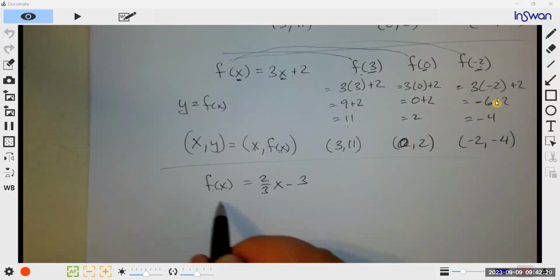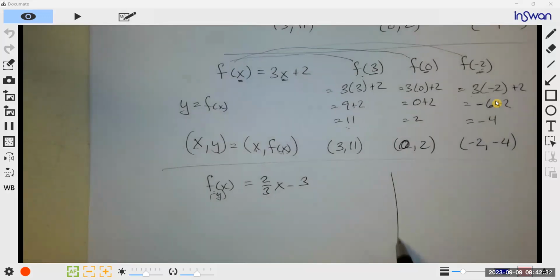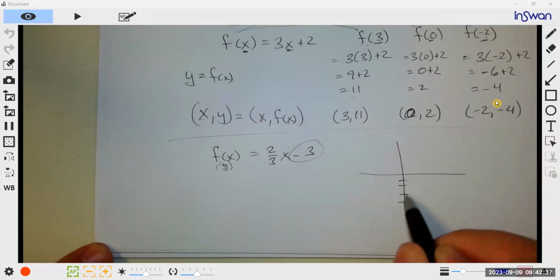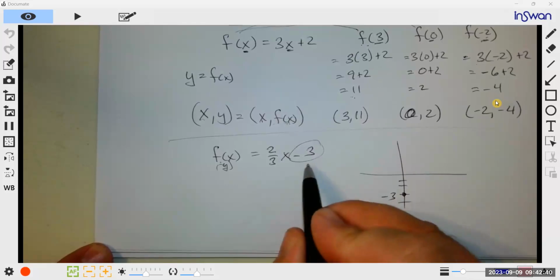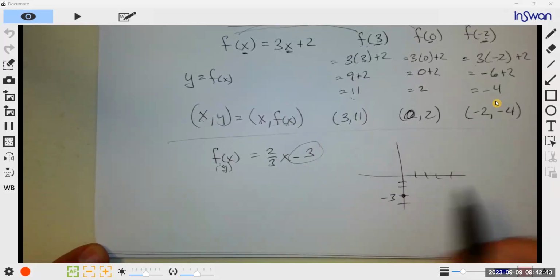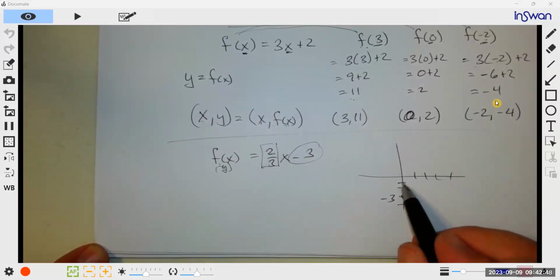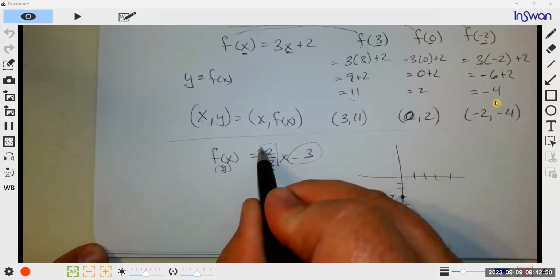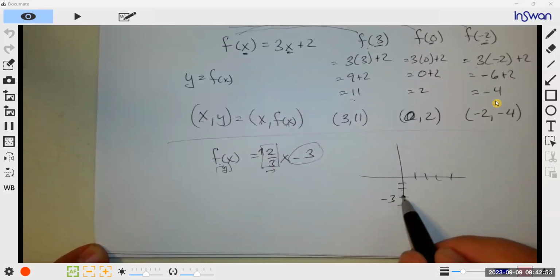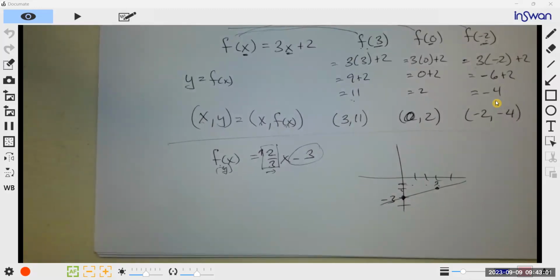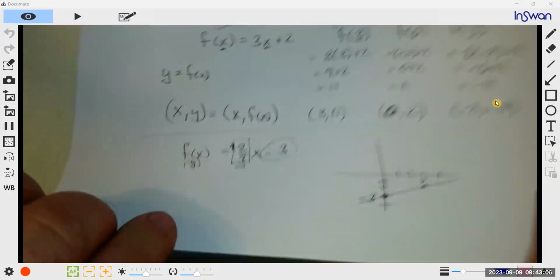Remember, this is the same thing as y. So I plot the y-intercept at negative 3. I follow the slope. I go up 2 and over 3. From that point, I go up 2, 1, 2, 3, and connect the dots. Right, so that's what a function is.